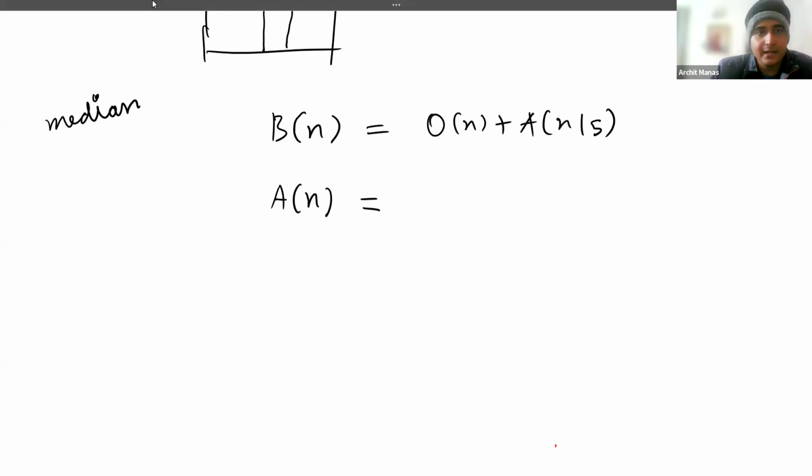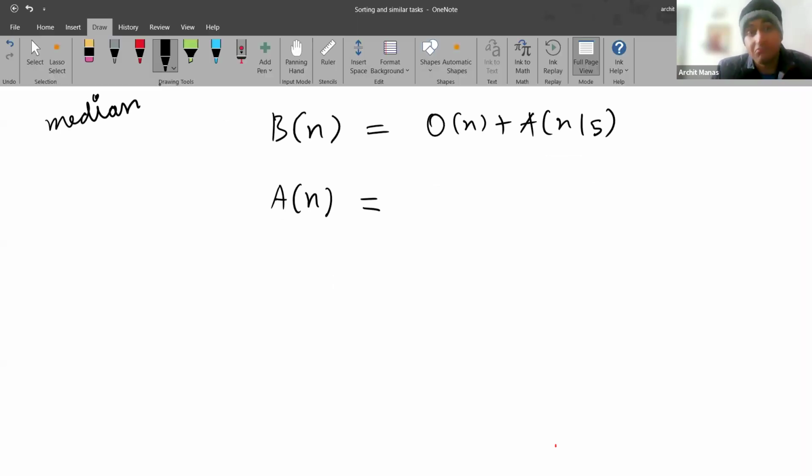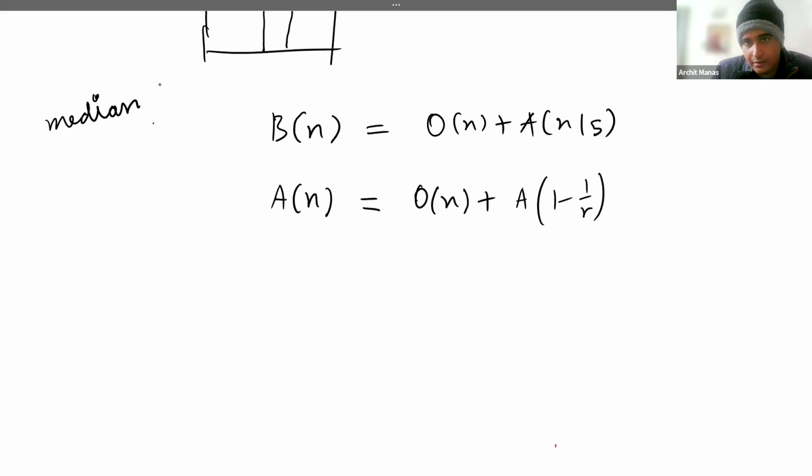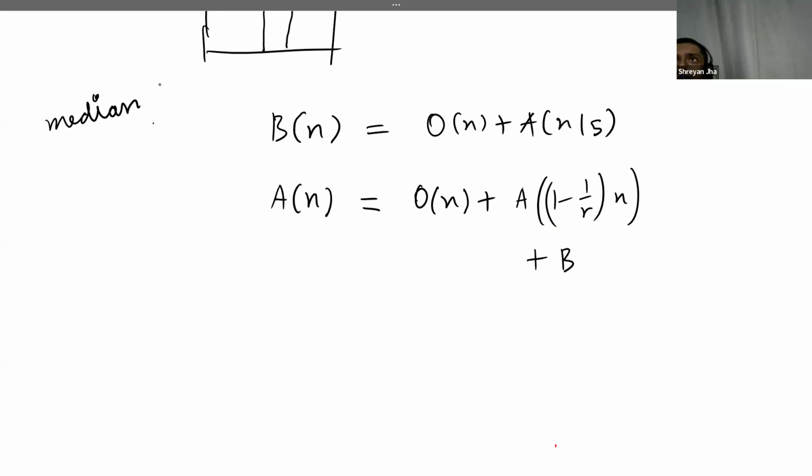And now if I want to find any rank, then if I choose the R approximate, it's something like O of n again, plus something like A of 1 minus 1 by R times n, plus B of n for finding the R. And if you do a careful analysis, you can figure out what the exact value of R is. And using these two together proves that both A and B are linear.